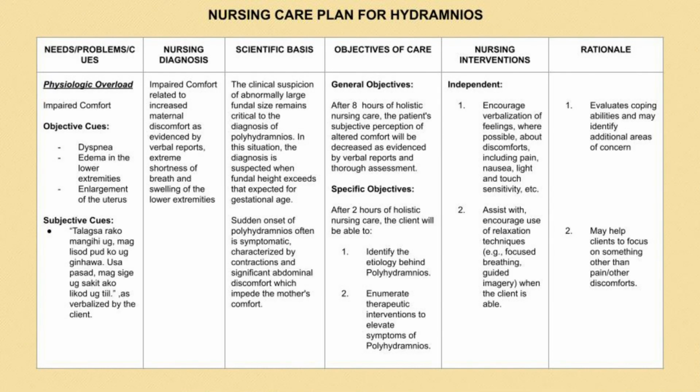For the nursing interventions, we have independent, dependent, and collaborative or interdependent. So first, we need to discuss the independent nursing interventions. First, we need to encourage verbalization of feelings where possible about discomforts, including pain, nausea, light and touch sensitivity, etc. For the rationale, we need to evaluate coping abilities and may identify additional areas of concern.